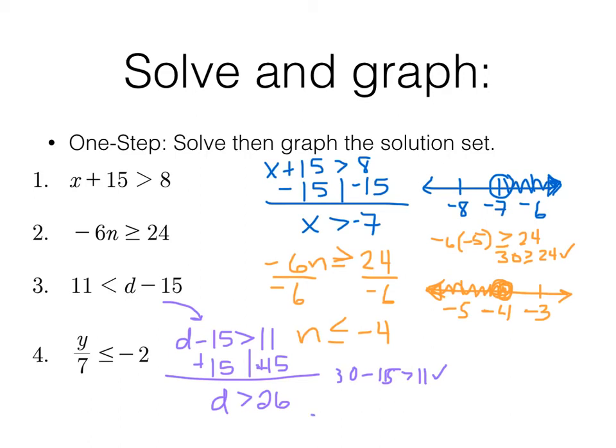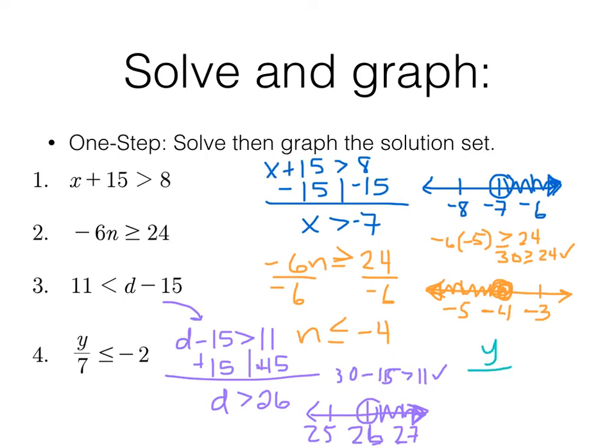Graph. Number line. 26 in the middle. Aren't you glad you don't have to count all the way down to 0? Because you don't. 25 below, 27 above. D is greater than 26. Open circle, shaded up.